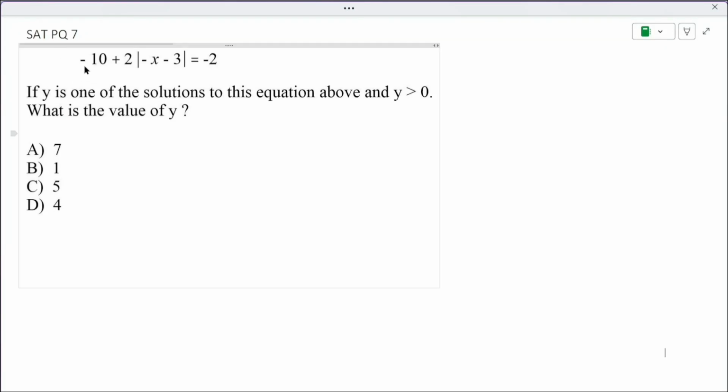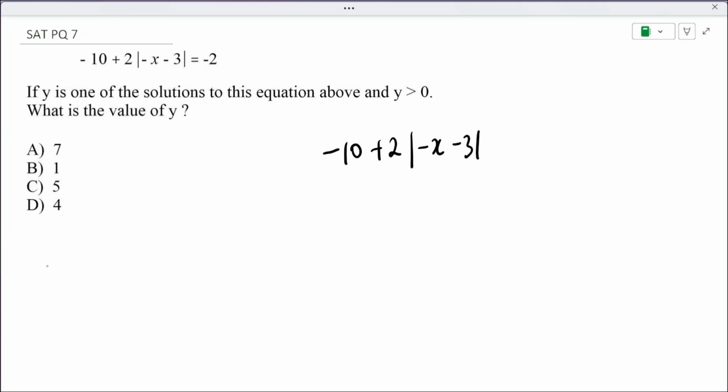Question 7. You have negative 10 plus 2 times the absolute value of negative x minus 3 equals negative 2. If y is one of the solutions to this equation above and y is greater than 0, what is the value of y? Let's write out the equation and solve for y. We have negative 10 plus 2 times the absolute value of negative x minus 3 equals negative 2.